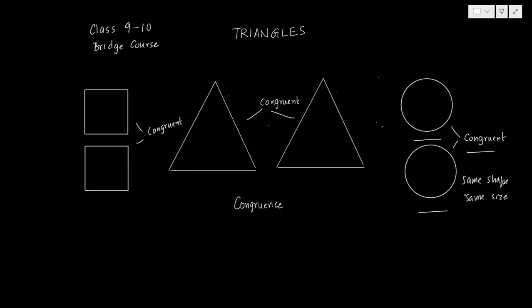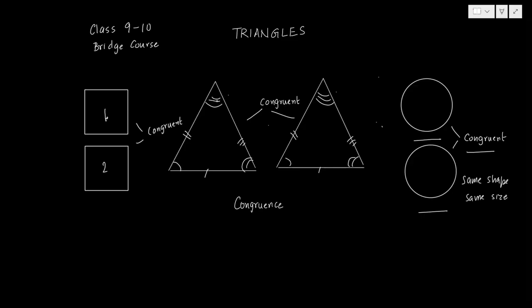If they have the same shape and not the same size, they're not congruent. If they have the same size but not the same shape, they're not congruent. Similarly, if you look at square 1 and square 2, they are exactly the same. They have the same side and the same shape. And similarly, in the case of triangles, if all the three corresponding sides are equal, and all the three angles are equal, then we can say that these two triangles are congruent.